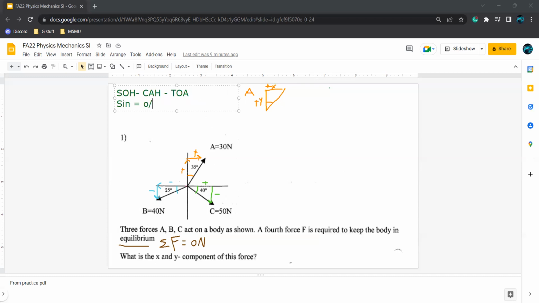Which means sine is equal to opposite over hypotenuse. Cosine is adjacent over hypotenuse. And tangent is opposite over adjacent. Here, your opposite is on the X. So that means that this one is going to be, oh, let me change from X. That's going to be using opposite.